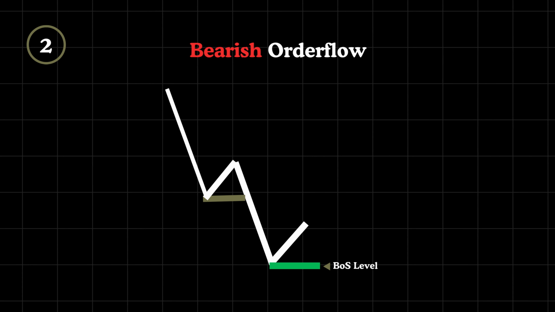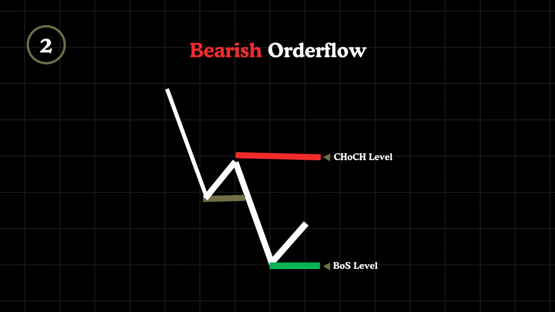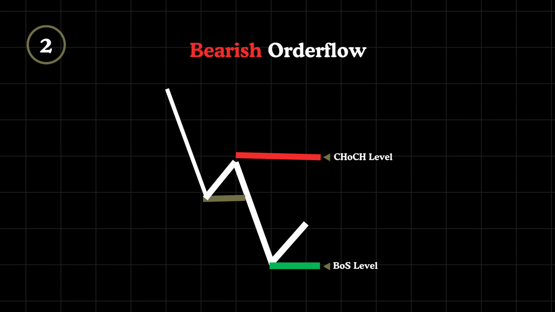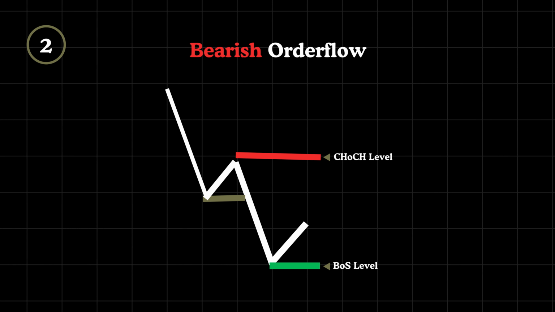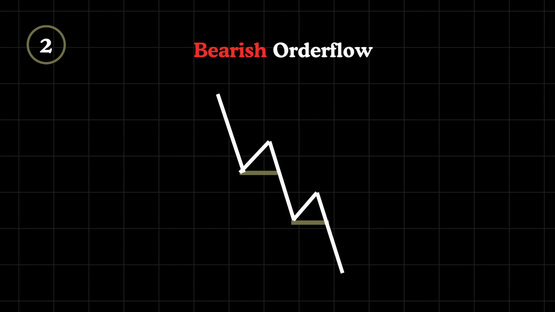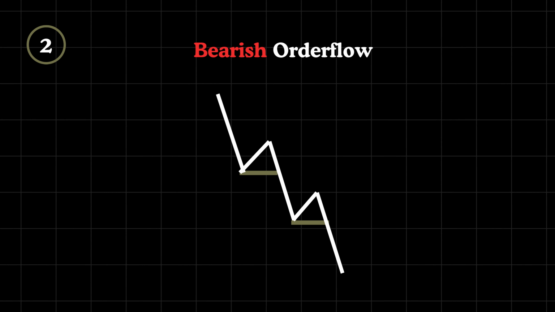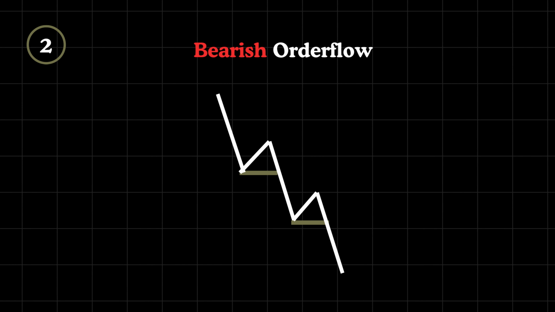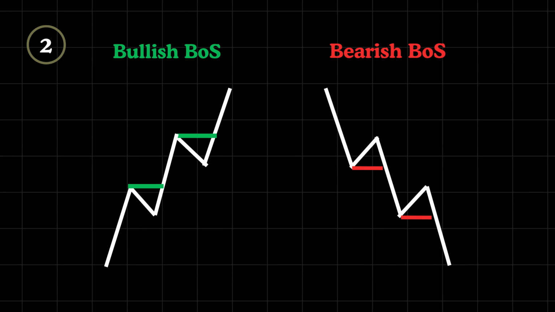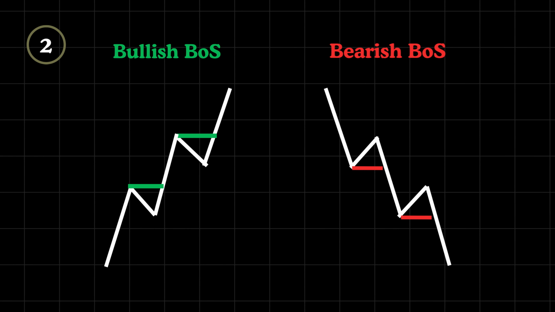On the flip side, the change of character point would be found at the buy-side liquidity, because hitting that area could suggest a shift in order flow, from bearish to bullish. But in this scenario, price pushes lower, breaking through the sell-side liquidity, confirming a break of structure and signaling that the downtrend is continuing. To summarize, a break of structure, BOS, happens when a liquidity level is breached in a way that validates the ongoing market trend.